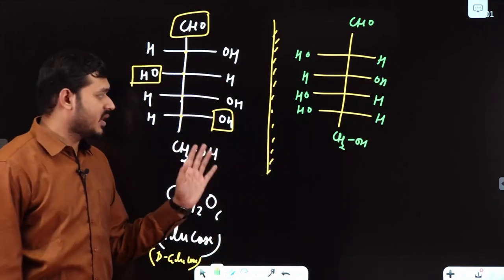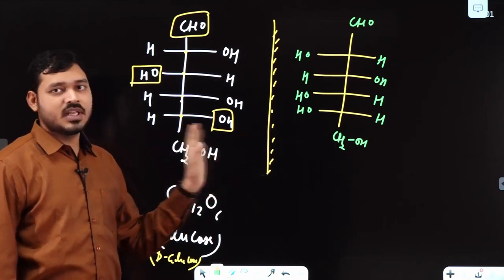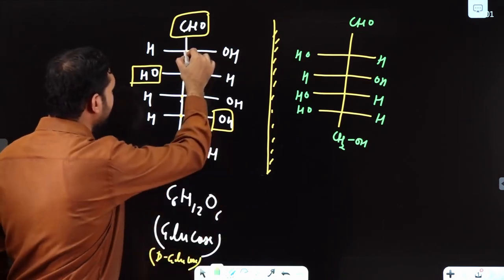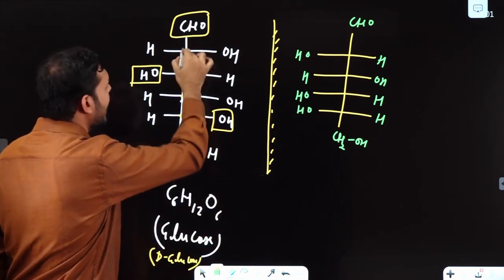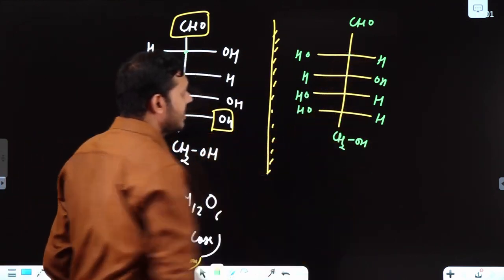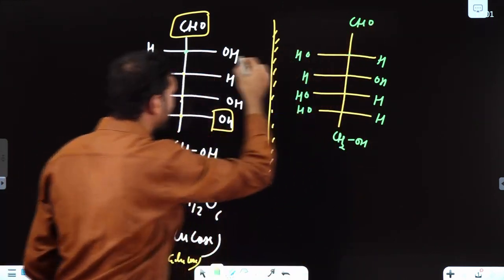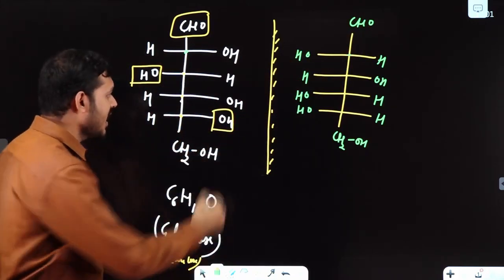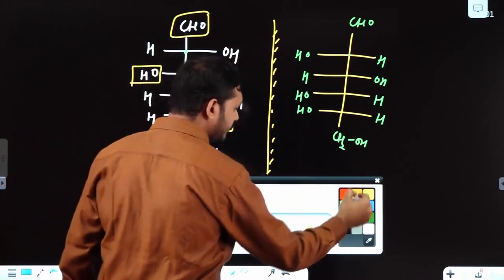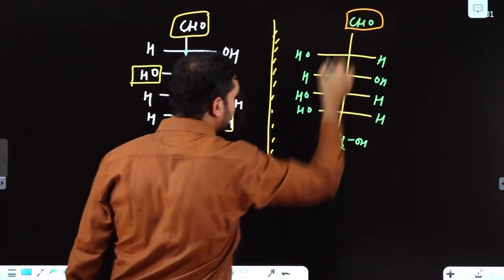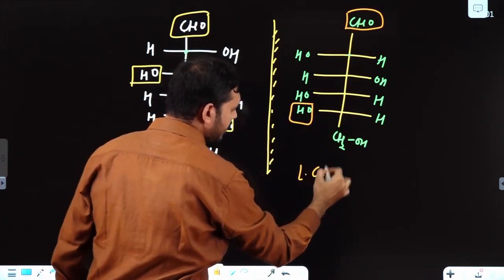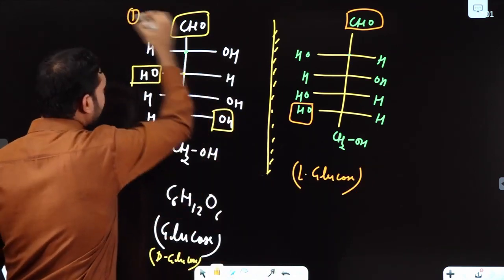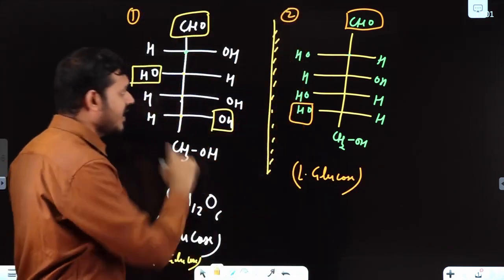Okay, now let's see this one. What is the relationship between these two? Are they epimers of each other? No. Why? Because if this configuration is suppose R, then it would definitely be yes, because this part and this part are the same, only HOH is interchanged. Actually these two are what? These two are enantiomers of each other, as they are mirror images. Also, with respect to the main functional group, this is your L-glucose. Okay, now if I say this is 1, this is 2, then 1 and 2 are enantiomers.